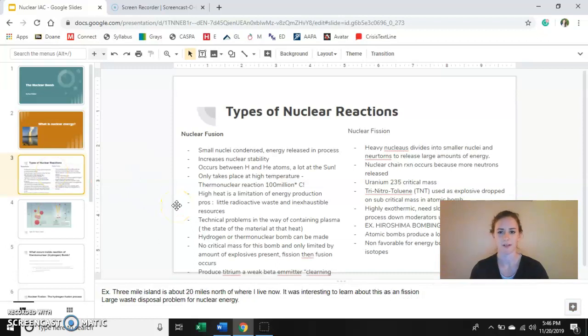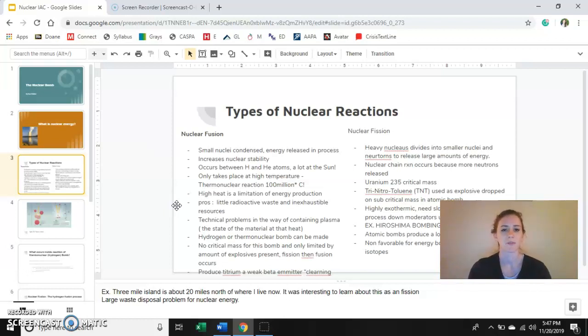So there's a lot of information on the slide, but these are the major points that I found that highlight the differences between fusion and fission reactions. One of the major differences I found was that fission reactions divide a heavy nucleus into smaller nuclei, and the neutrons release a large amount of energy, whereas in fusion reactions, small nuclei are condensed and energy is released in the process.